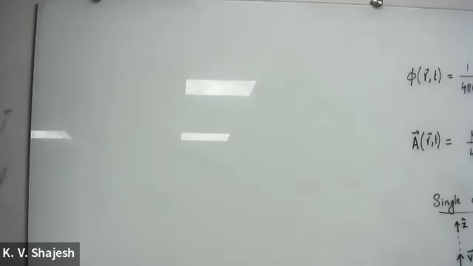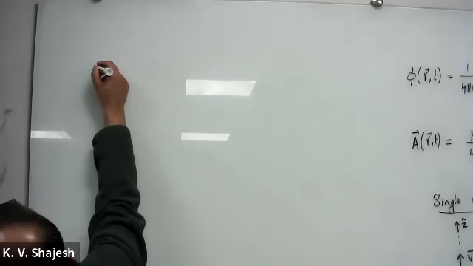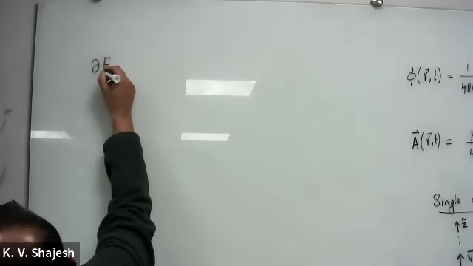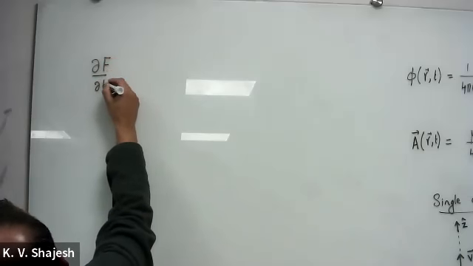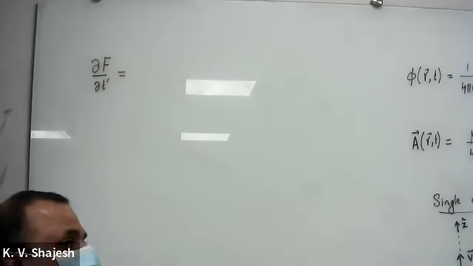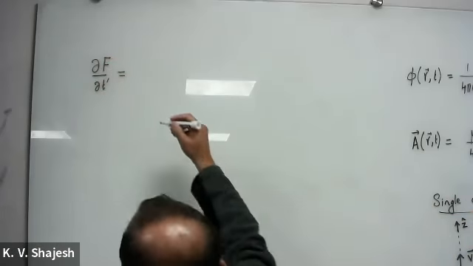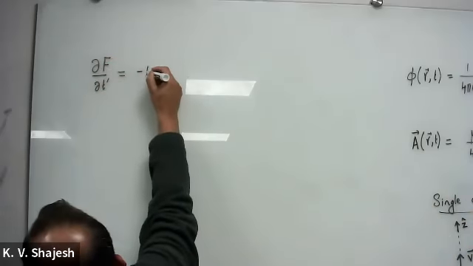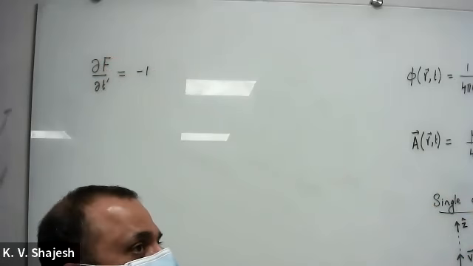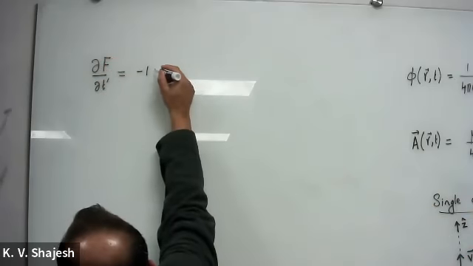So the idea is, what is the derivative? We have to go and calculate the derivative. So let's calculate df by dt prime. It is equal to, that's not that bad, minus 1 there, and minus 1 over c.